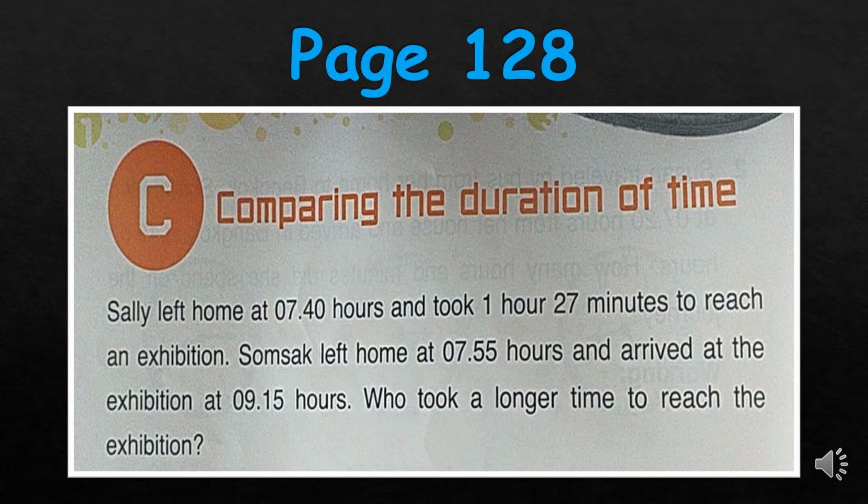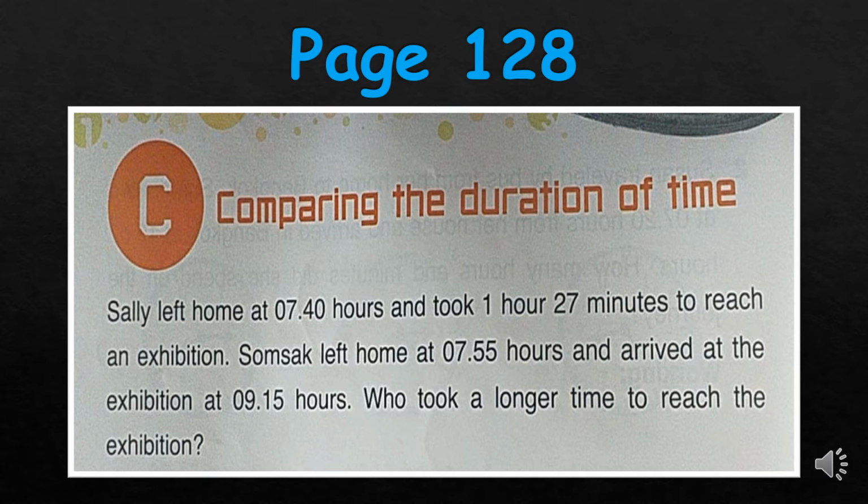So look at the top of page 128. Let's read. Sally left home at 7:40 hours and took 1 hour and 27 minutes to reach an exhibition. An exhibition is like a place where you look at paintings, but not for a long time, for a short time. So maybe 1 or 2 weeks you can look at paintings or pictures. That's an exhibition. So Sally left at 7:40 and took 1 hour and 27 minutes to reach an exhibition.